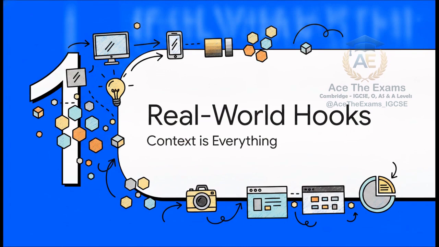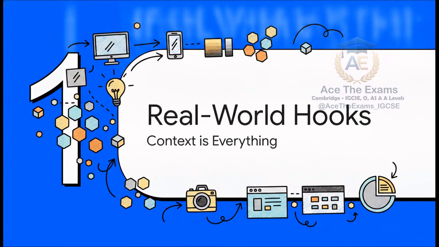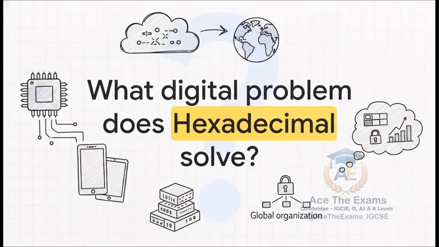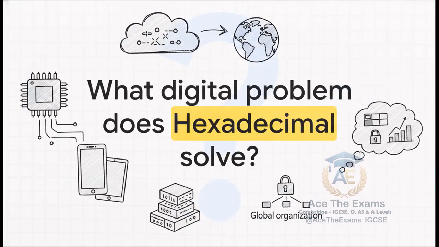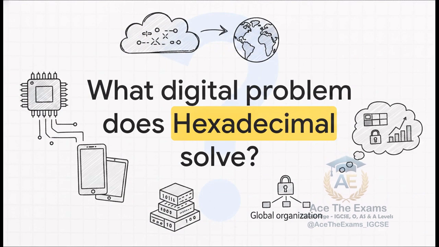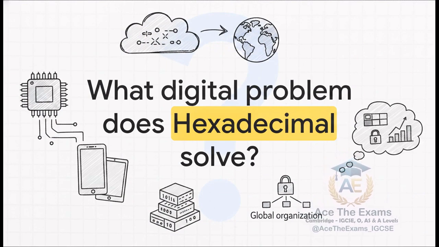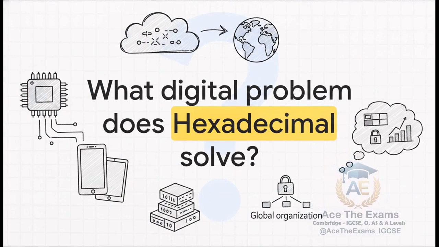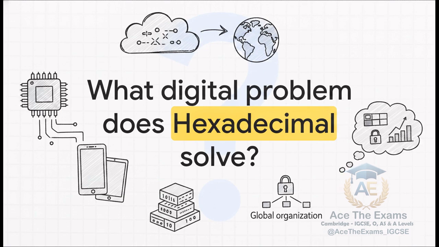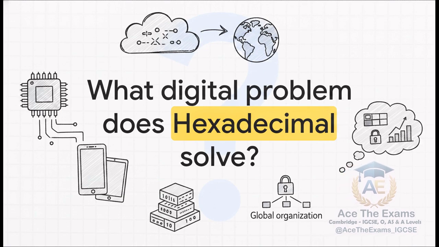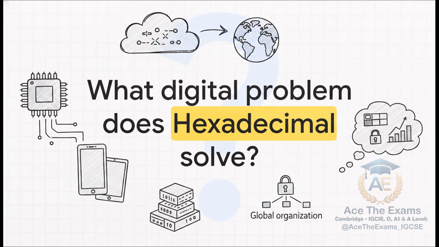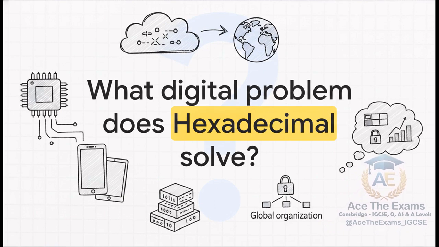Section 1. Real-world hooks. Because in Cambridge exams, context is literally everything. In classroom teaching, and in your own late-night revision sessions, the topic of hexadecimal representation absolutely must be approached as part of a connected computer science structure. It cannot be an isolated, lonely definition floating in space. A strong answer and a strong understanding begins in the real world.